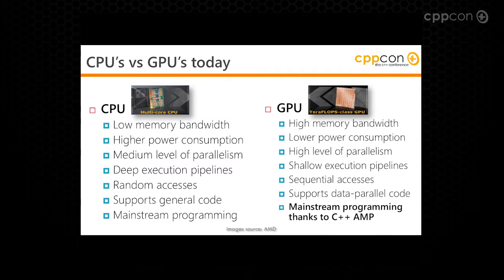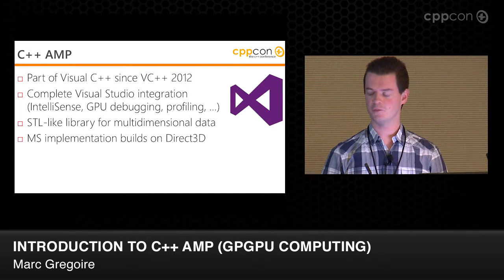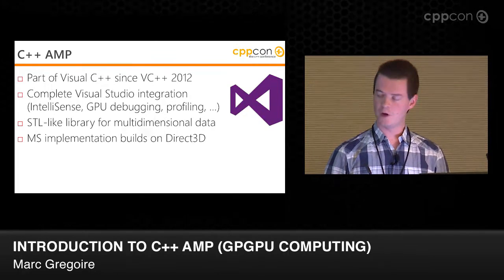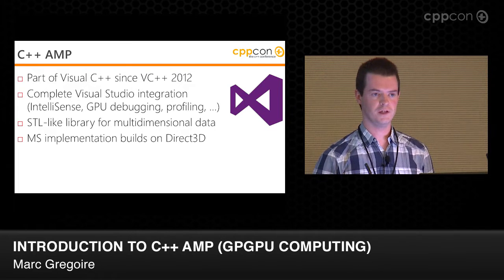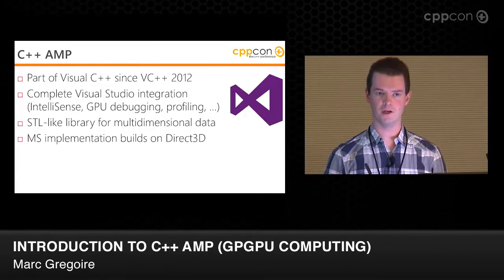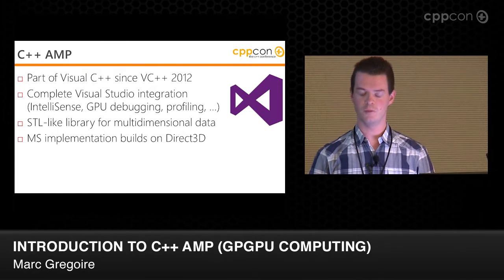Programming for the CPU has been mainstream for a very long time, and now with C++ AMP, it's also mainstream for GPUs. It's part of Visual C++ since 2012, and obviously there is complete integration into Visual Studio. So you have all the expected debugging tools, you have IntelliSense, you have the profiler, and so on. The Microsoft implementation is built on top of Direct3D, but this is not in the standard. This is not a requirement. The AMD implementation, for example, targets OpenCL. It translates C++ AMP code into OpenCL.